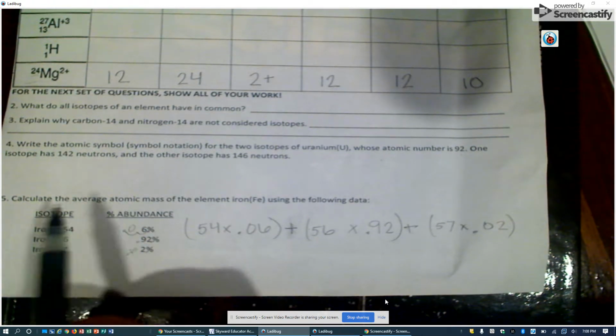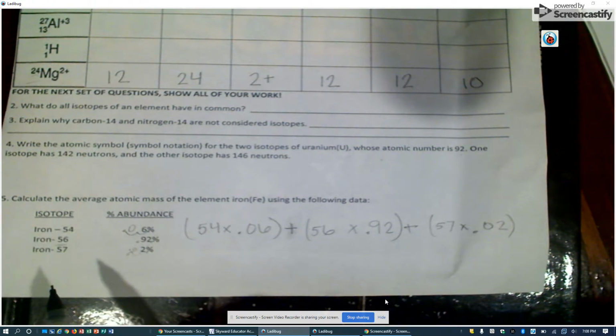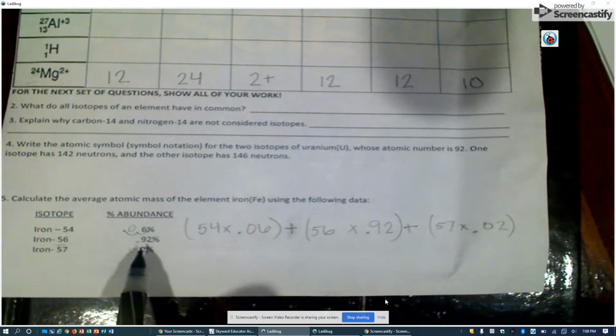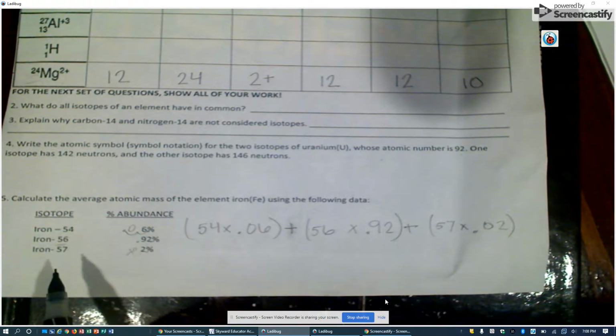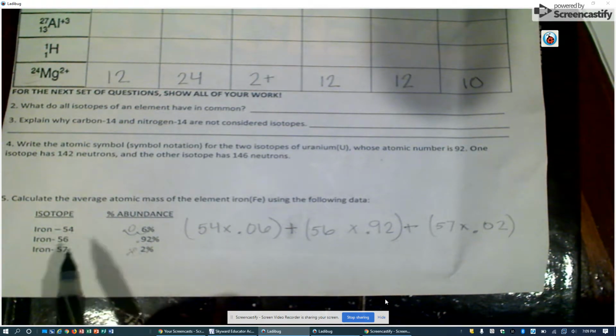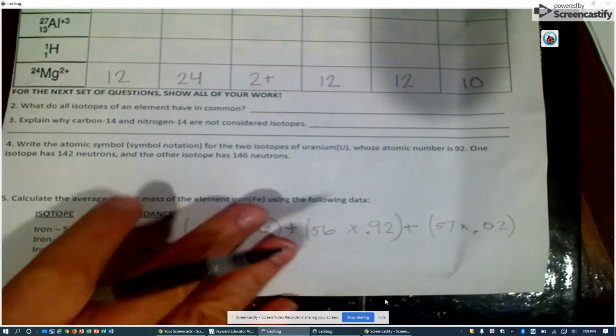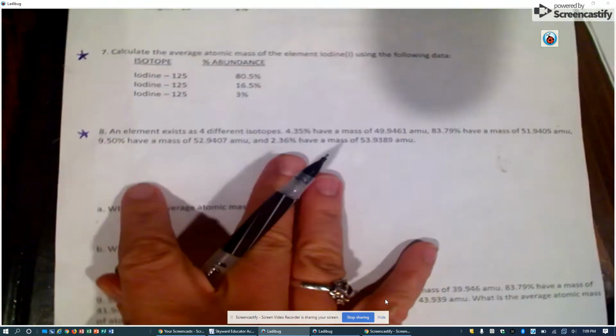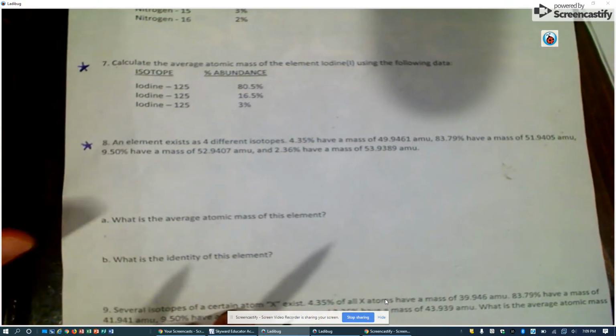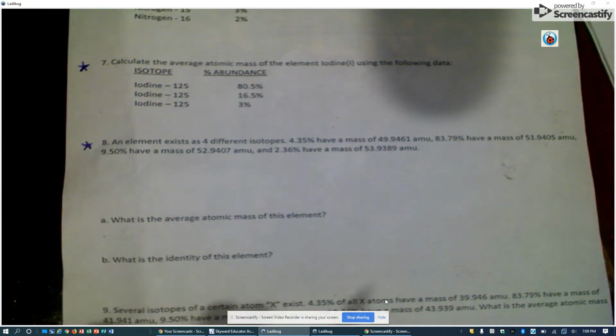Okay, so of all the different types of isotopes of iron, we find iron 56 at the highest percentage. So our average atomic mass should be around 56. Let's do one more together. And that's going to be question number 8. So it tells us an element exists in 4 different isotopes. So we're going to do the same thing that we just did.